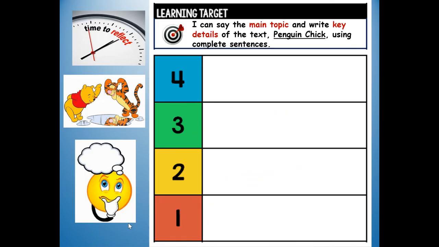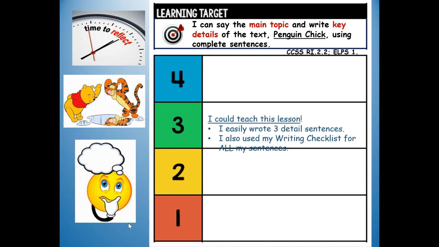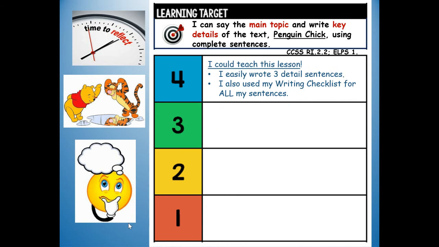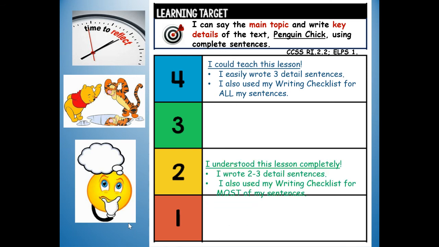At the top of your paper, I want you to reflect. Here is our learning target. I can say the main topic and write key details of the text, Penguin Chick, using complete sentences. So, would you give yourself a 4? I could teach this lesson. I easily wrote 3 detailed sentences. I also used my writing checklist for all my sentences. If you did all that, give yourself a 4.